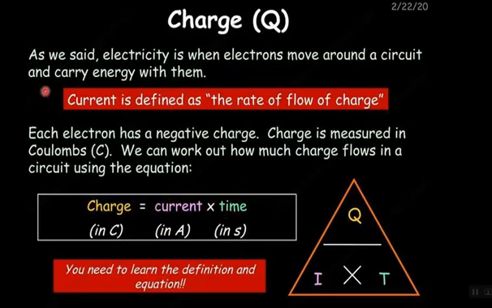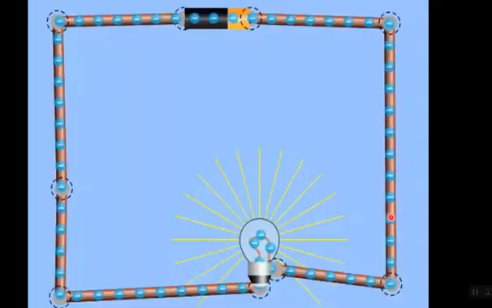So two concepts here: the current. We can't define current if we don't define charge first. Charge is electrons, and current is the flow of electrons, what we call the flow of charge. You need to learn this definition and this equation. You've memorized this triangle in the beginning of IGCSE. If we want the current, we close the I and we've got Q over T. If we want the charge, it is I times T. Back to our next slide.